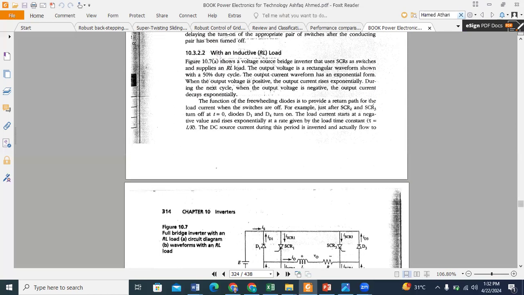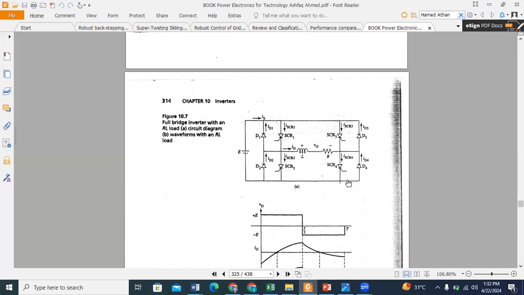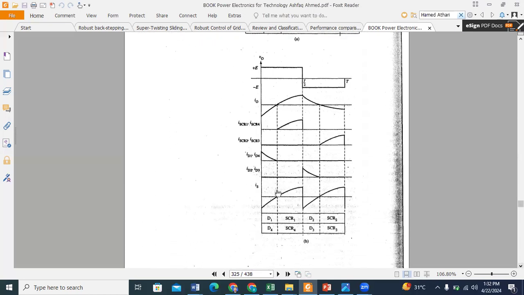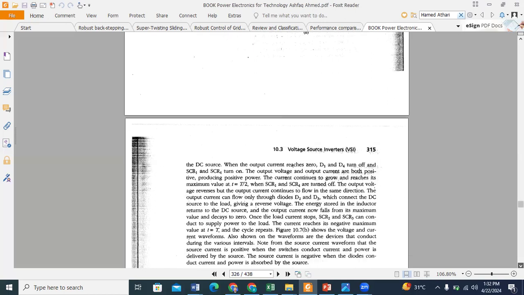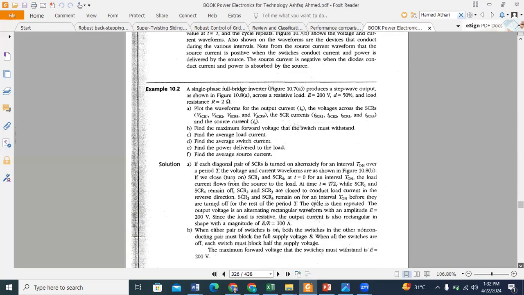Further, on the next stage, in a voltage source inverter, an RL load can be connected over there, and the impact of R and L can be emphasized on the current waveform instead of the voltage. There is no change in the voltage waveform due to the connection of the inductive load.